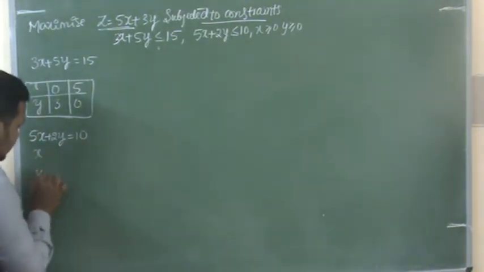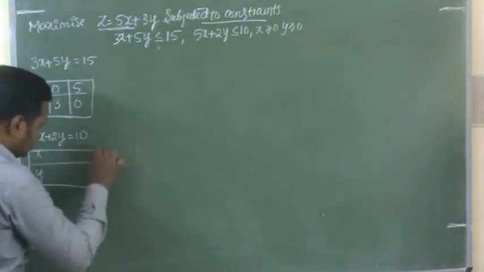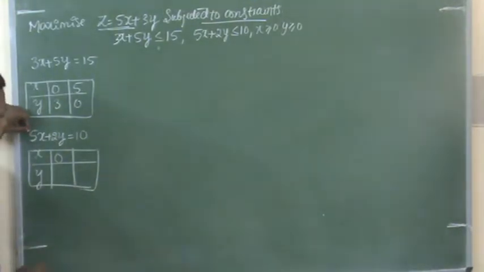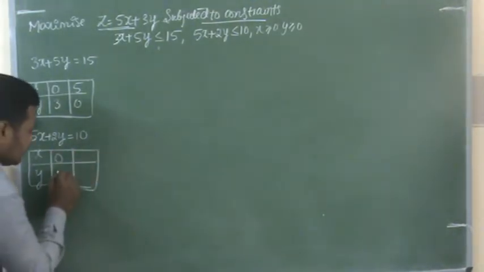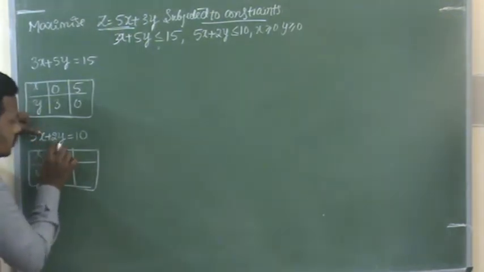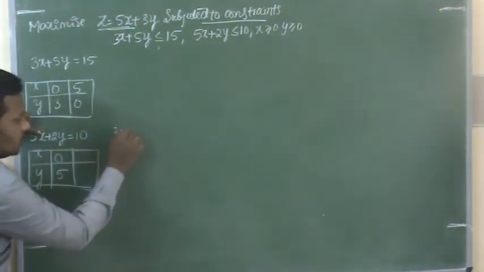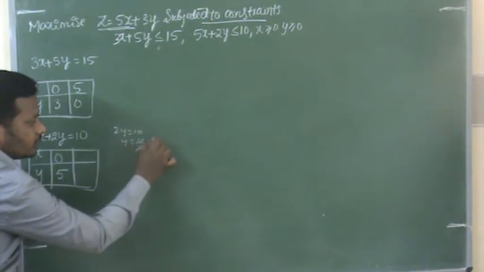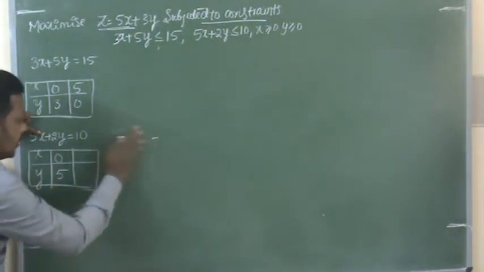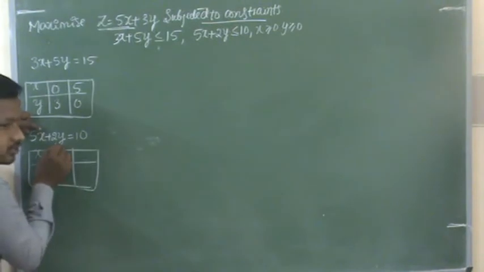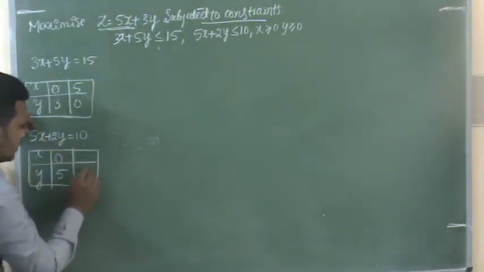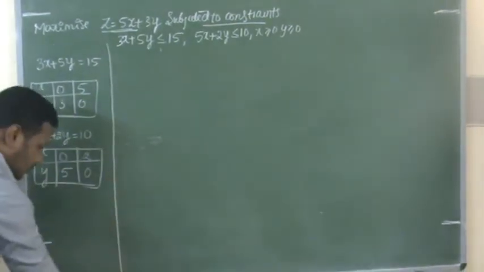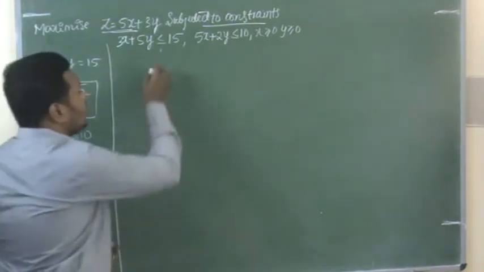Similarly, for x and y, when x is equal to 0, what is the y value? 2y is equal to 10, then y is equal to 10 divided by 2, so y value is 5. Next, when y is equal to 0, x value is 2. Now, plot the graph.